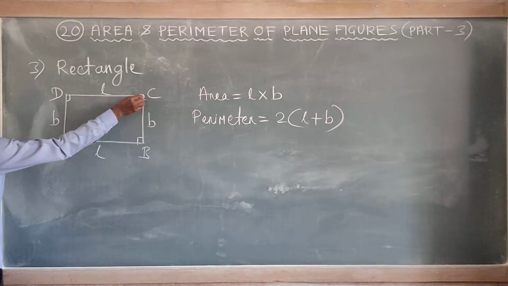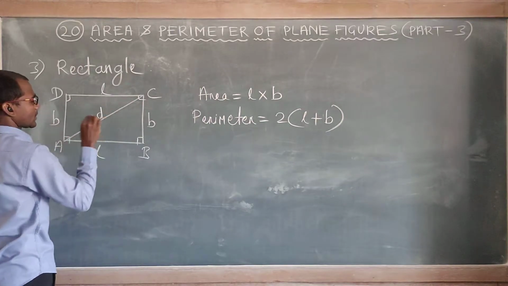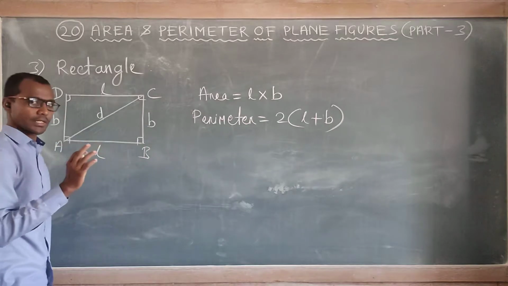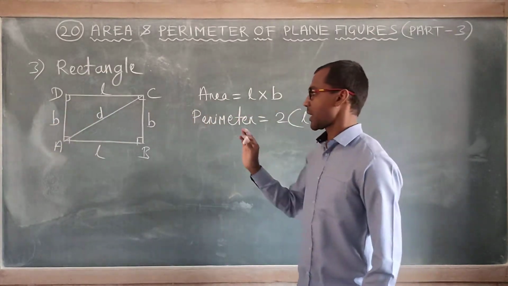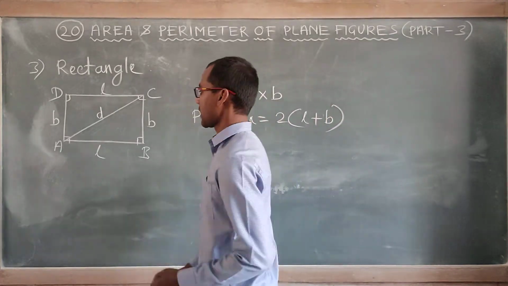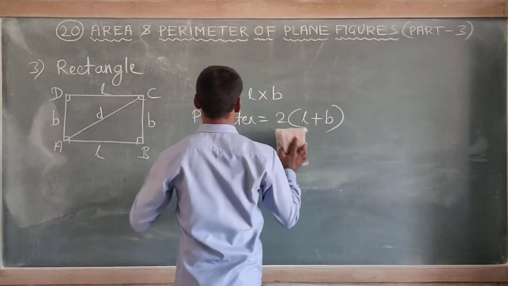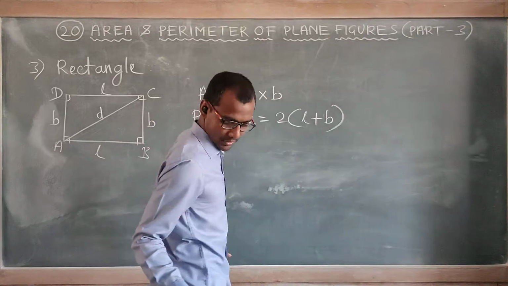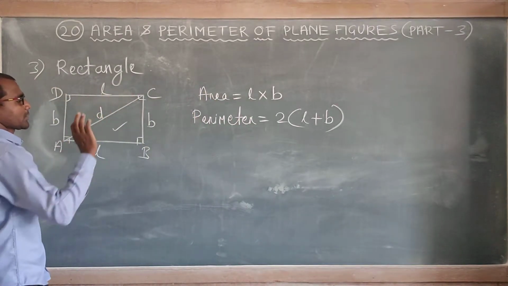If we join AC, we will have the diagonal. Suppose this is d. If we join BD also, we will get the same diagonal, the length will be same. So I am not joining BD, simply I have joined AC. So AC is the diagonal. Now let us develop the relation among L, B and d. Now see, triangle ABC, it is a right triangle.